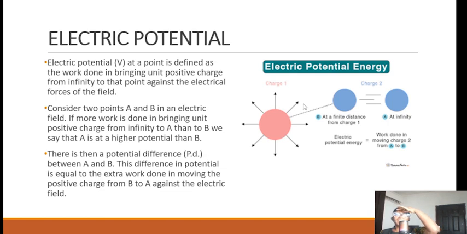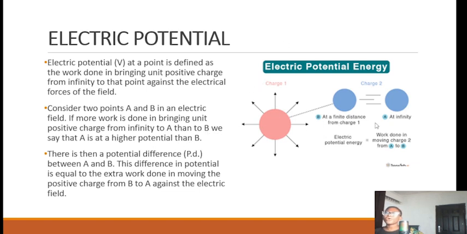So consider two points A and B in an electric field. If more work is done in bringing a unit positive charge from infinity to A than is done in bringing it from infinity to B, we say that A is at a higher potential than B. You understand that?